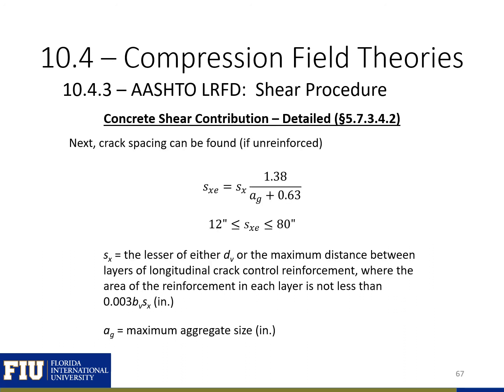If we have a section without minimum shear reinforcement, then our next step is to find our crack spacing. We find our crack spacing based on dV, or the maximum distance between layers of longitudinal crack control reinforcement, so crack control reinforcement running up the sides of our member, and also based on the maximum aggregate size. We can use these two values to calculate our crack spacing and make sure that we're within our lower and upper limits of 12 and 80 inches here.